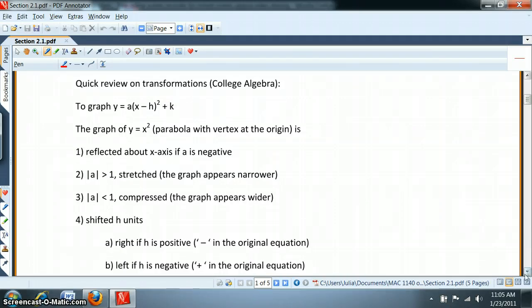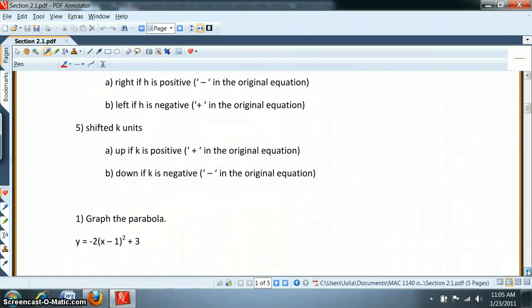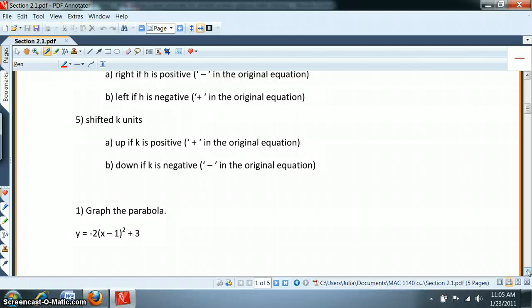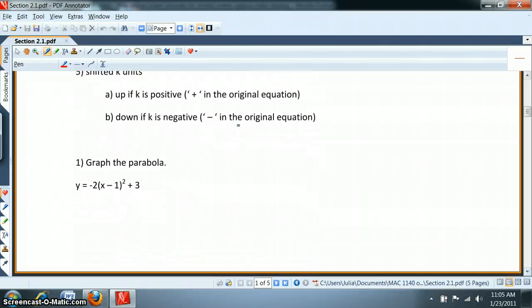And k, the vertical shift, is actually more straightforward. So if k is positive, we're shifting up. If k is negative, the shift is down.